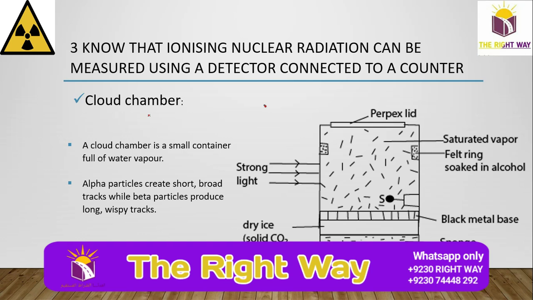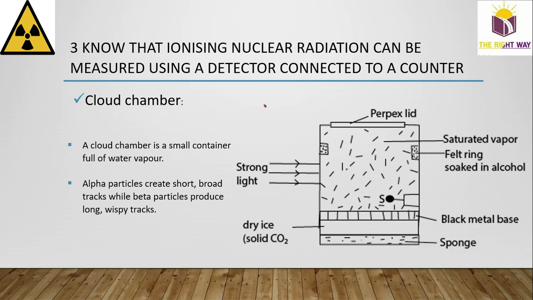The third one is the cloud chamber. A cloud chamber is a small container which contains vapors. At the base we have a black metal base. Why we use a black metal base, I will tell you in a few seconds. There is saturated vapor inside here, and a source is also present inside the box. Here is a slit to see inside the chamber.